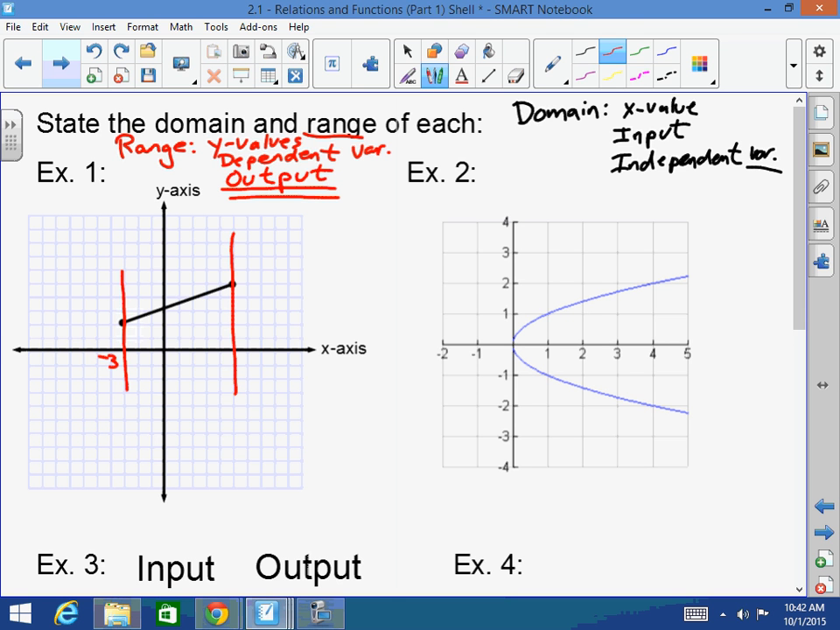Well, this is -3 and this is 5. Every single one of these x values corresponds to a point on this graph. So therefore, my domain is every x that is greater than or equal to -3, but less than or equal to 5. Please be honest, guys. Please. Does that make sense?